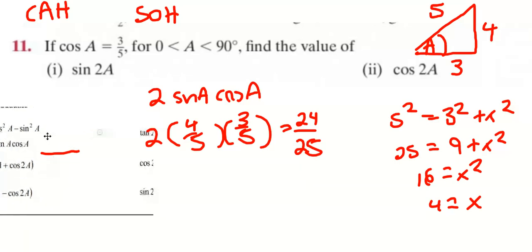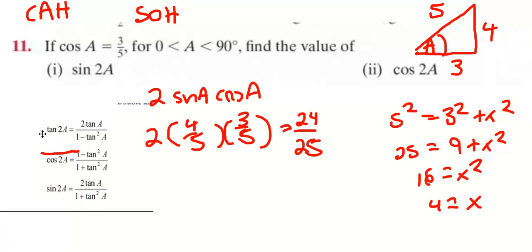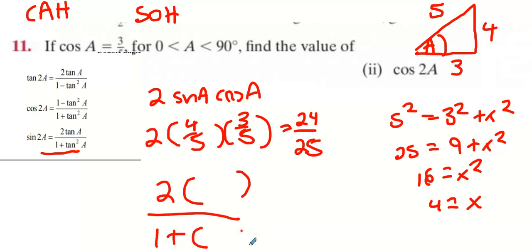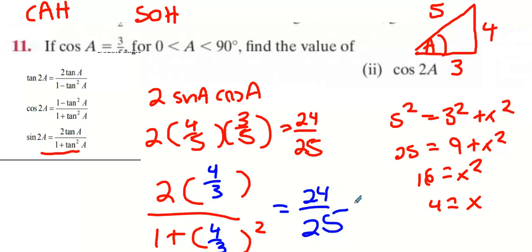I could have also done the other option. The other option was to use the tan formula for sine. Ever see the tan formula? I could have used 2 tan A over 1 plus tan squared A. What would tan A have been again? What's tan A in this triangle? Would have been 4 over 3. I could have lobbed all that into the calculator instead, and it would still kick back out 24 over 25. Your choice. Is that all right? Any questions on that one?